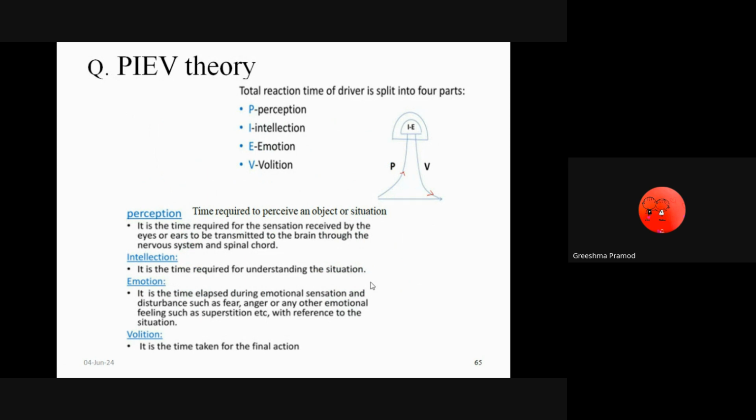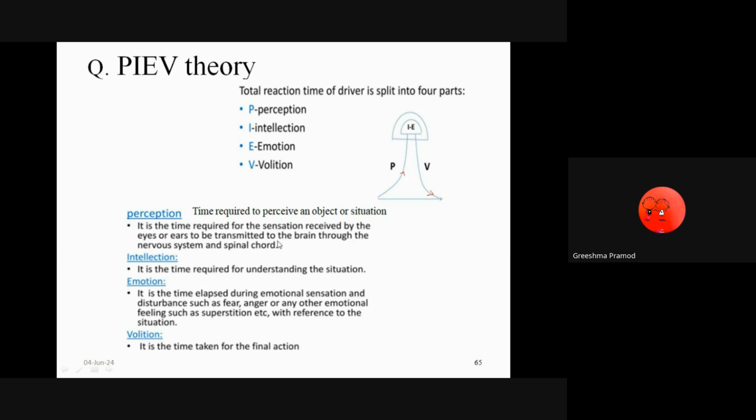ആൻഡ് ഓൾസോ ഫ്രം മോഡ്യൂൾ 1 നമ്മൾ ഡിസ്കസ് ചെയ്യാത്തൊരു പോർഷൻ, PIEV തിയറി, ഇതൊക്കെ ഇമ്പോർട്ടന്റ് ആണ്. PIEV എന്ന് പറഞ്ഞാൽ പെർസെപ്ഷൻ, ഇന്റലക്ഷൻ, ഇമോഷൻ, വോളിഷൻ. ഇതൊക്കെ നമ്മൾ ടോട്ടൽ റിയാക്ഷൻ ടൈമിൽ വരുന്നുണ്ട്. ടോട്ടൽ റിയാക്ഷൻ ടൈം ഓഫ് ഡ്രൈവർ is split into four parts: perception, intellection, emotion, and volition. Okay, so perception, it is the time required to perceive an object or situation.